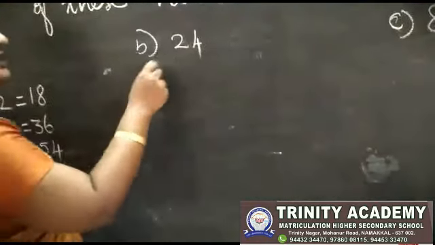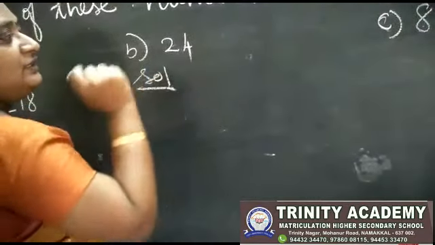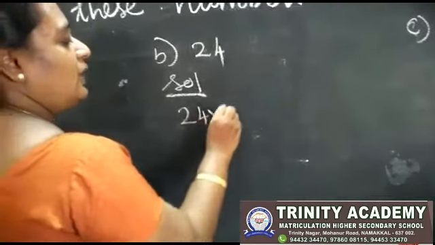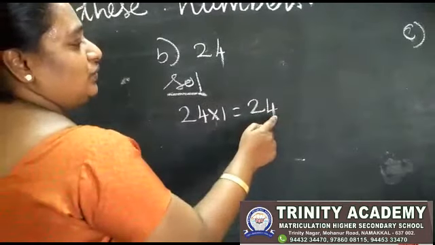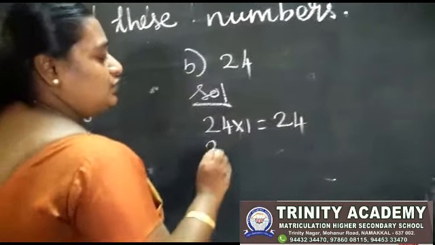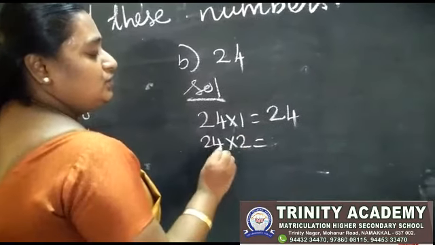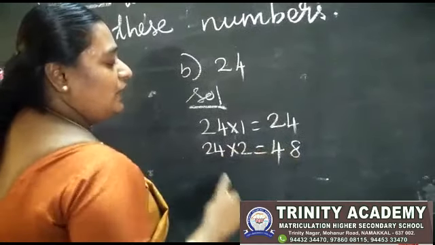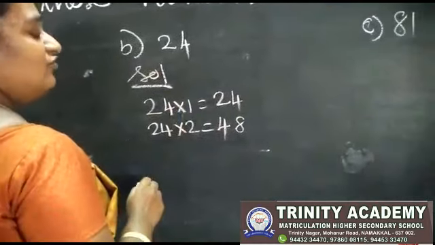Similarly, next question 24. First even multiples of 24. So we all know 24 into 1 is 24. So 24 ones are 24. So 24 is the even number. Next 24 into 2. 2 fours are 8, 2 twos are 4. So 24 twos are 48. 48 is the even multiple of 24.